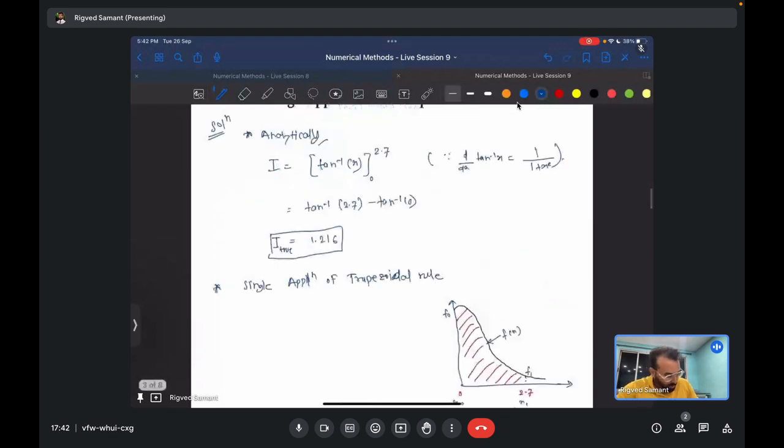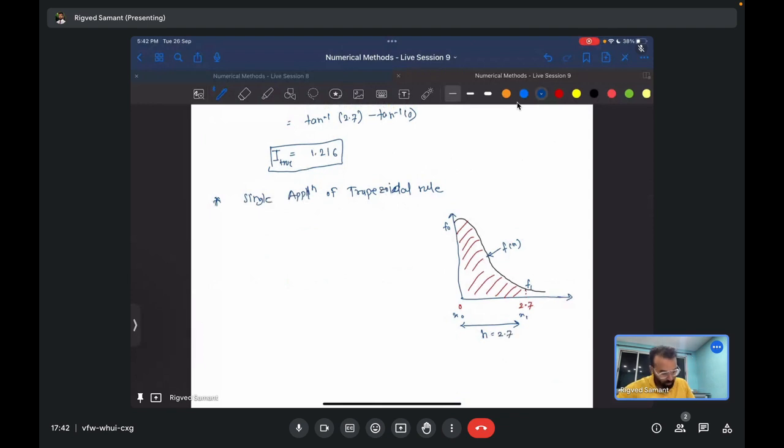Okay. So how much is it? 2.7, because it goes from 0 to 2.7, right? So what is the trapezoidal rule? The trapezoidal rule is for a single interval. So this is a single interval from 0 to 2.7, and the trapezoidal rule is I is equal to h by 2 times f0 plus f1, right? f0 plus f1.